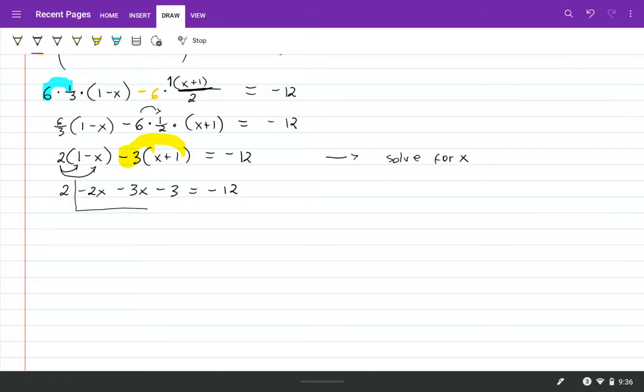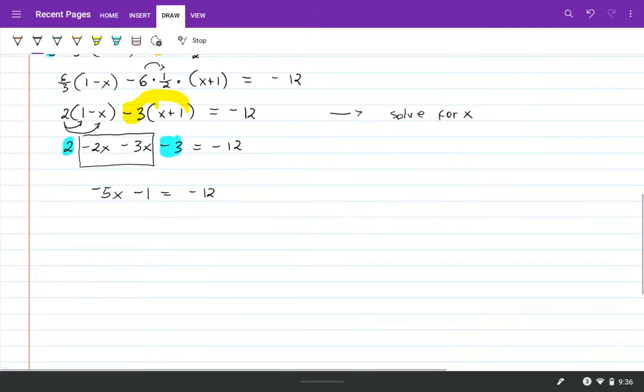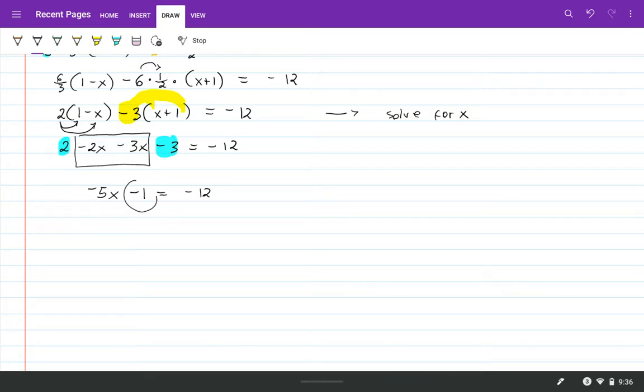Here on the left side, I'm going to group like terms. So we have -2x minus 3x will give you -5x. Then +2 minus 3, that will give you -1, equal -12. Next step, we want to only get x on the left side. So we need to move that -1 to the right side. I'm going to do it by applying the opposite of -1, which is +1. We're adding 1 to both sides. So we're getting -5x equal -11.